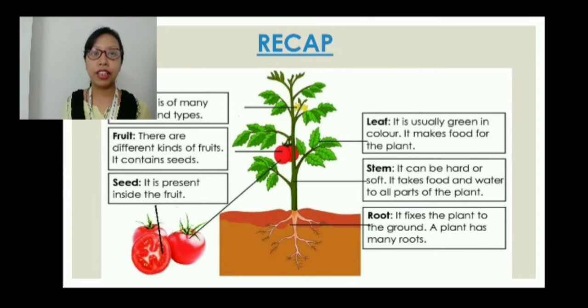Then we have the leaf. It is usually green in color. It makes food for the plant. Then stem, it can be hard or soft. It takes food and water to all the parts of the plant. And the last is the root, which is underground and which we cannot see. It fixes the plant to the ground. A plant has many roots. Remember, a plant has many roots.